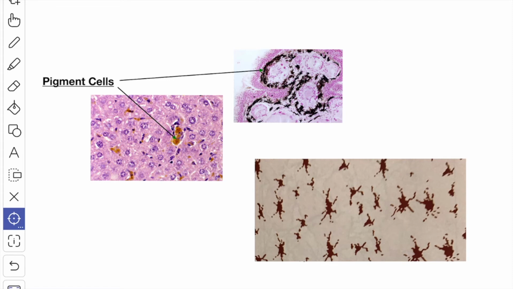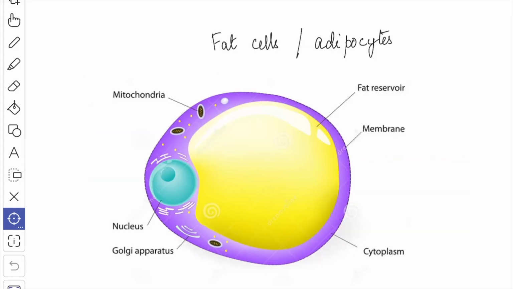The pigment cells prevent light from reaching the other cells. The importance of this function in relation to the eyeball is obvious. The pigment cells in the skin protect the deeper tissue from the effects of light, especially ultraviolet light. Next we'll see about the fat cells or adipocytes.